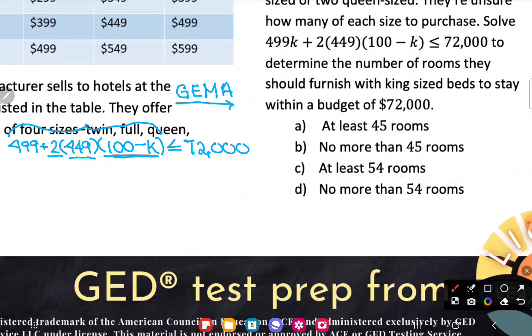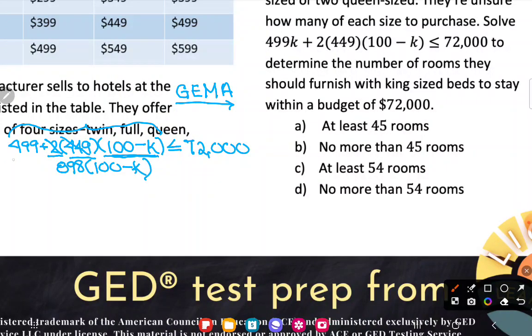Be careful, though. A lot of you guys will make errors if you try to do 2 acts of multiplication at once. So I'm just going to do one at a time. I'll start with 2 times 449. 898 is that piece, and that's still going to be multiplying by 100 minus K.